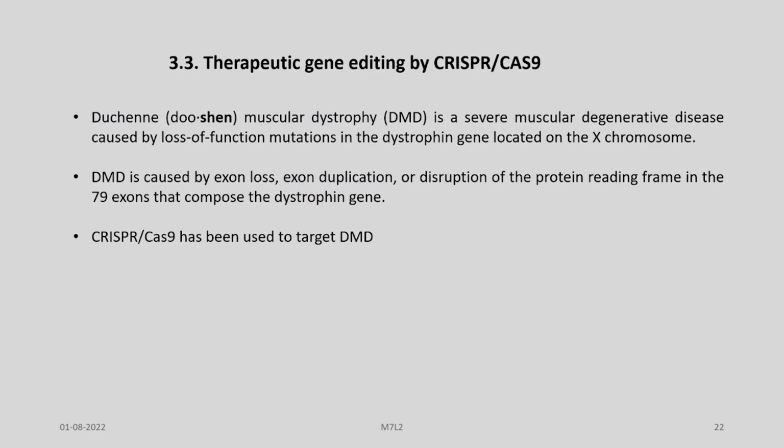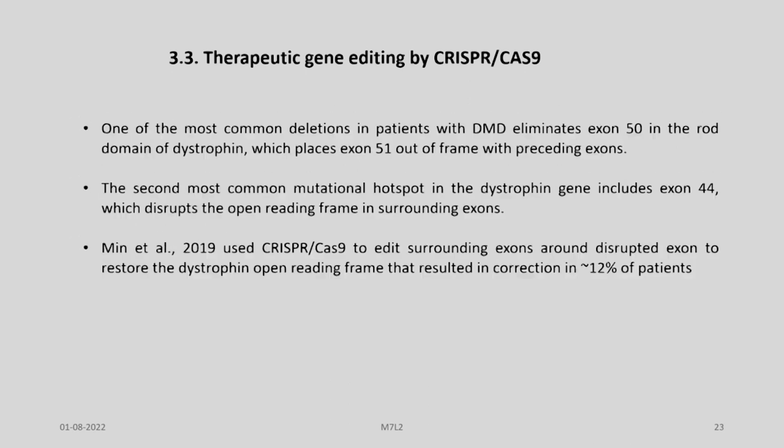Let us now discuss in specific the therapeutic gene editing by CRISPR Cas9, taking some examples like Duchenne muscular dystrophy, which is a severe muscular degenerative disease, and it is caused by loss of function mutations in the dystrophin gene located on the X chromosome. DMD is caused by exon loss, exon duplication or disruption of the protein reading frame in the 79 exons that compose the dystrophin gene. CRISPR Cas9 has been used successfully to target DMD.